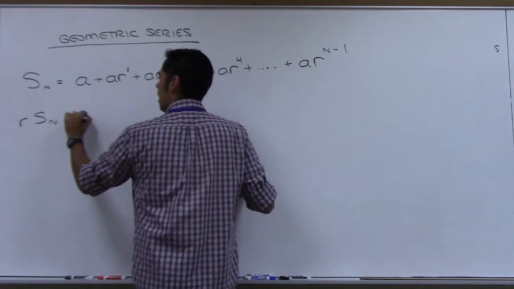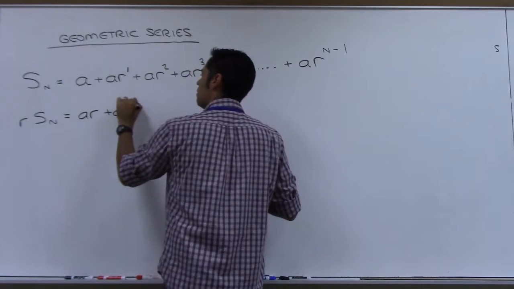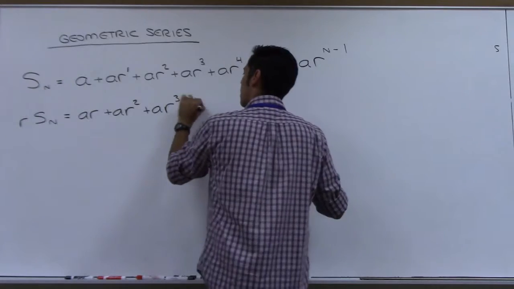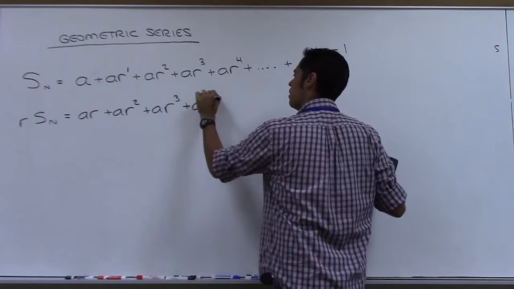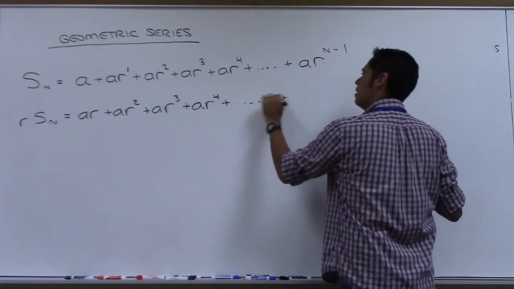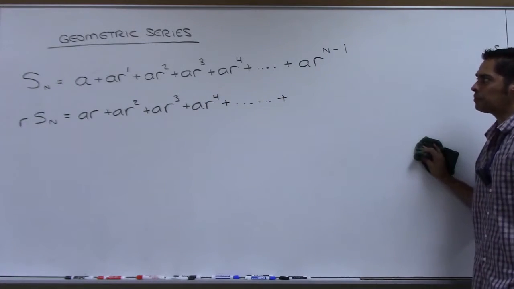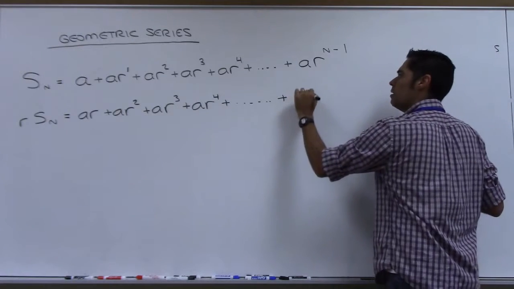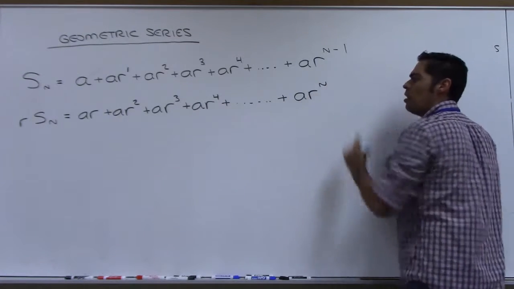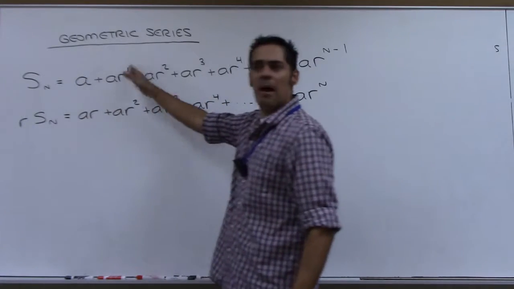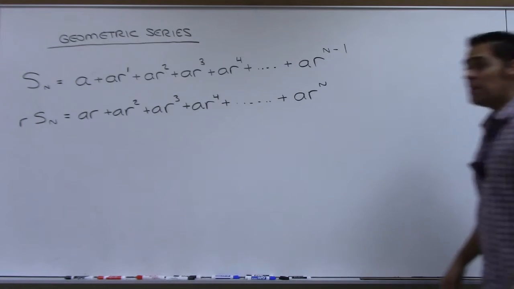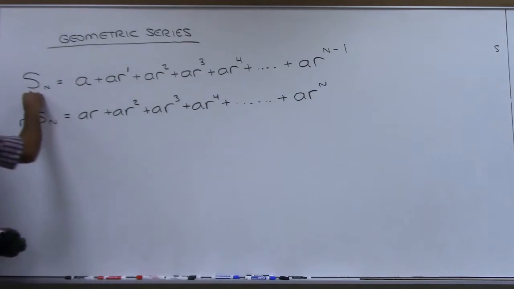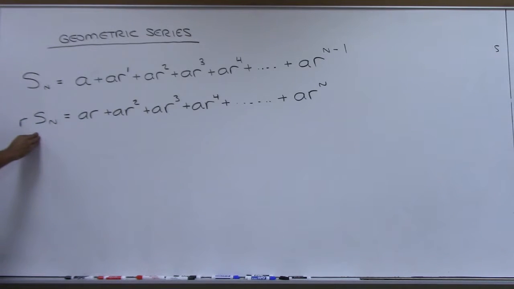So isn't this then ar squared, ar cubed, ar to the fourth, plus dot, dot, dot? What's my last one going to be? ar to the n, right? Because all we're doing by multiplying by r is bringing the powers on every one of these r's up. So the nth partial sum is this. The nth partial sum times r, which I just pulled out of the air, is this.